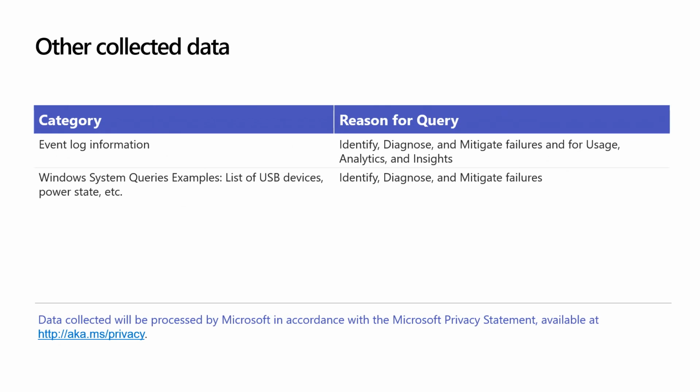And here's just a little more information on other details that get pulled into the Microsoft Teams Rooms Premium service, such as some event log information. And there will be some Windows system queries, such as listing USB devices and things like that.